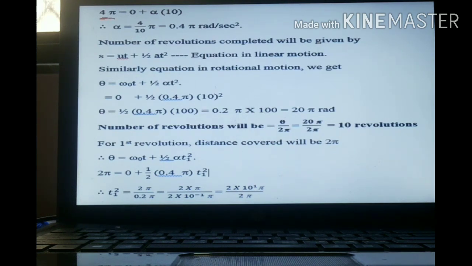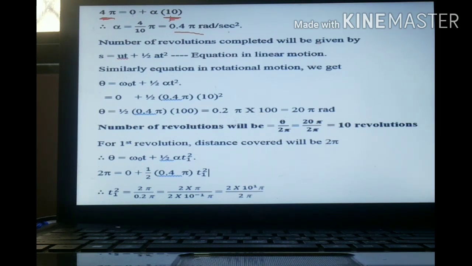Already we have found out angular velocity's value, that is 4 pi. As the wheel was starting from rest, omega 0 is taken as 0. We want to find out the value of alpha. The time span is 10 seconds, so this 10 will go in the denominator. Alpha is equal to 4 pi upon 10. So 4 upon 10 can be represented as 0.4 pi radian per second square.